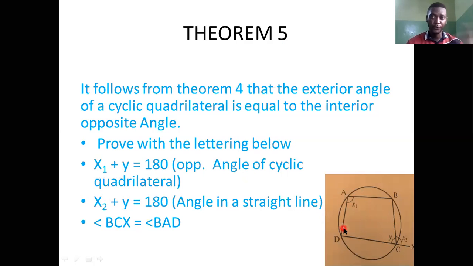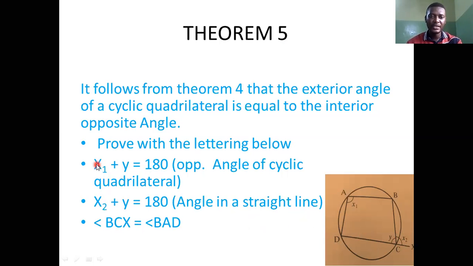That has been proved already by mathematicians, that x1 plus y is equal to what? 180 degrees. Now, if you look at these two angles, y plus x2 will give us 180. Why is it 180 degrees? It's because of what we call angles in a straight line. So the reason we add y plus x2 equal to 180 is because they are angles in a straight line.